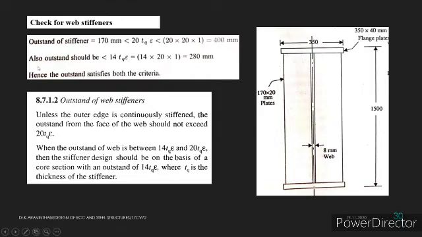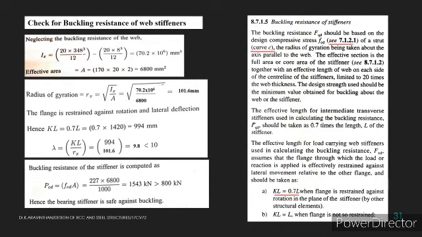Hence it is okay. And also the outstand should be lesser than 14 t epsilon. If you substitute t as 20, you will get 280. In both the cases, it is greater than 170 mm. Hence, the outstand satisfies both the criteria. Now let us check the buckling resistance of the web stiffener.